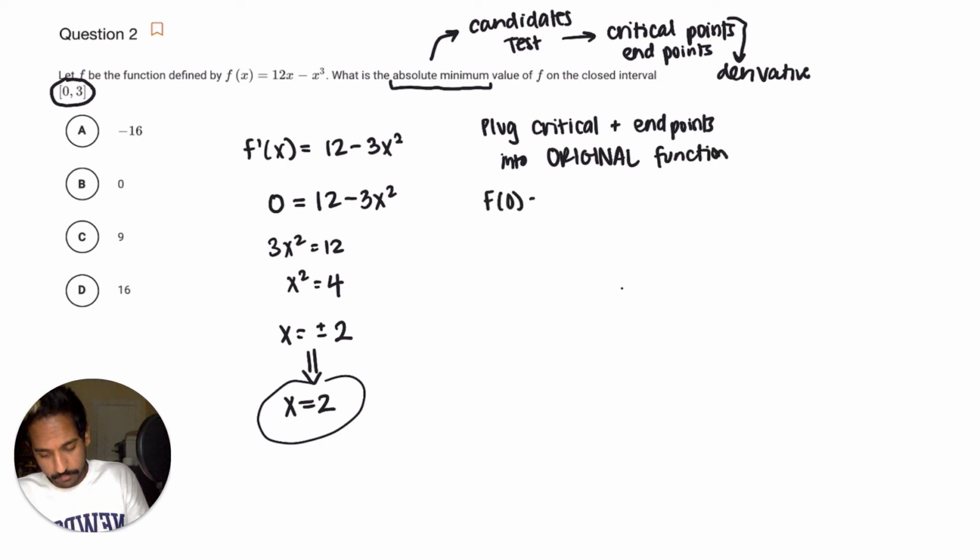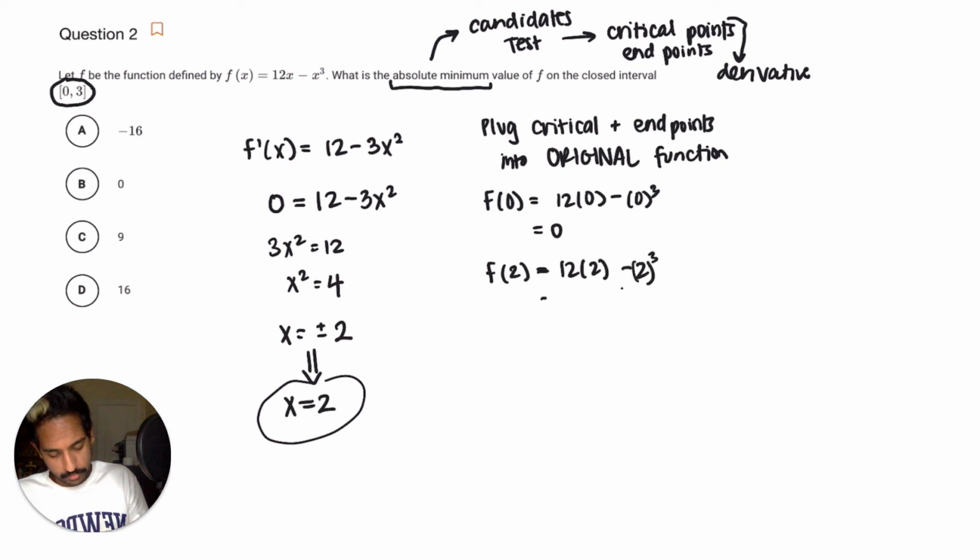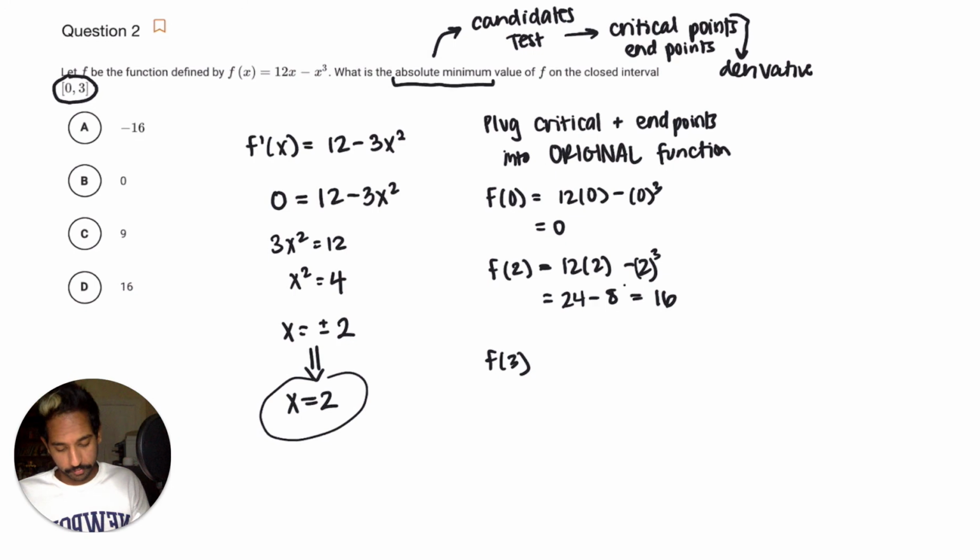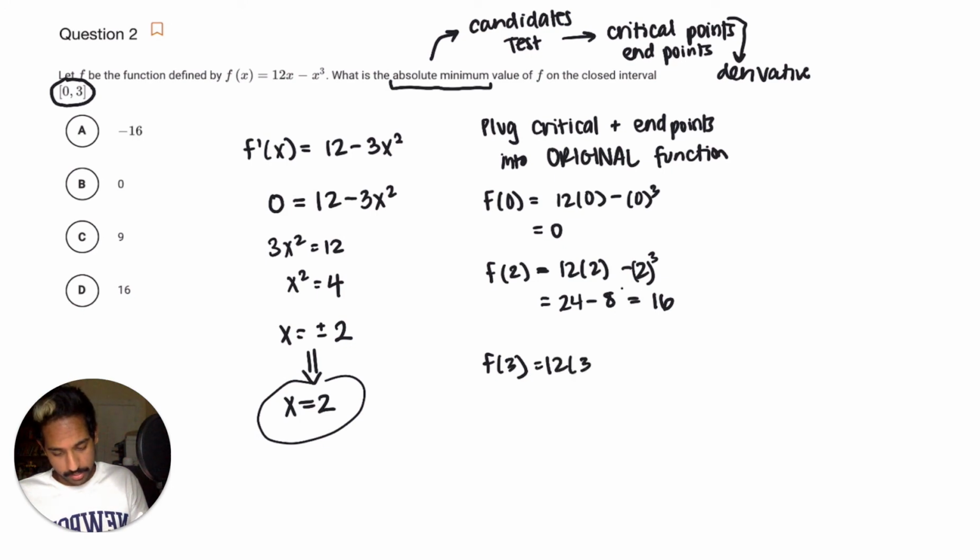So f of 0 is 12 times 0 minus 0 cubed. This is just going to give us 0. F of 2, 12 times 2 minus 2 cubed, which is 24 minus 8, which equals 16. And then we test f of 3. F of 3 is 12 times 3 minus 3 cubed. This is 36. Minus 3 times 3 is 9. 9 times 3 is 27. 36 minus 27 gives us 9.